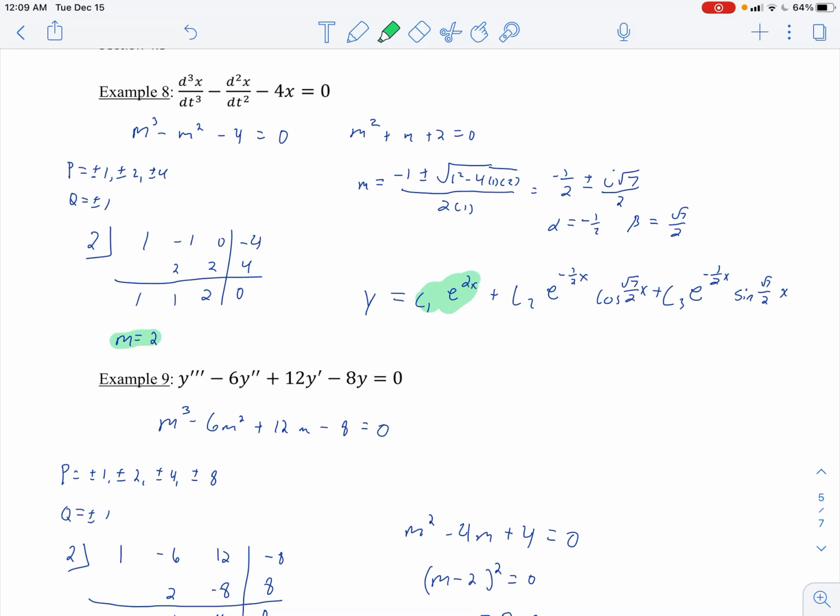So now let's go ahead and plug in to our formula. m = 2 is taken care of by c sub 1 e to the 2x, and then our complex roots are going to be taken care of by c sub 2 e to the -1/2 x cosine of radical 7 over 2 x, plus c sub 3 e to the -1/2 x sine of radical 7 over 2 x.